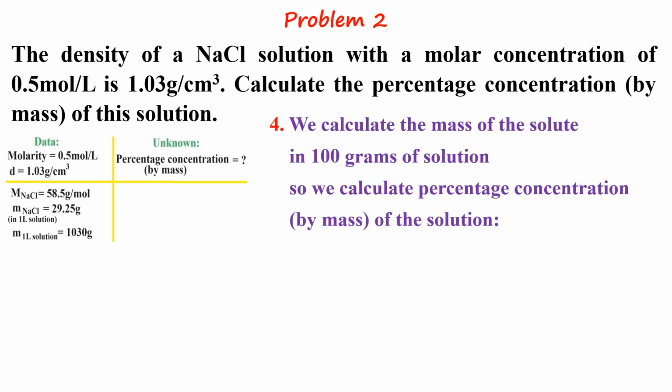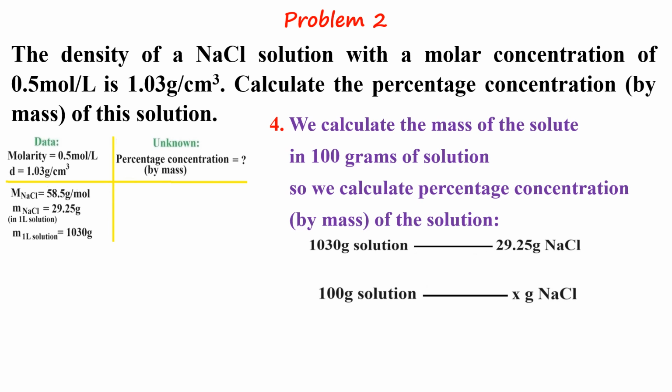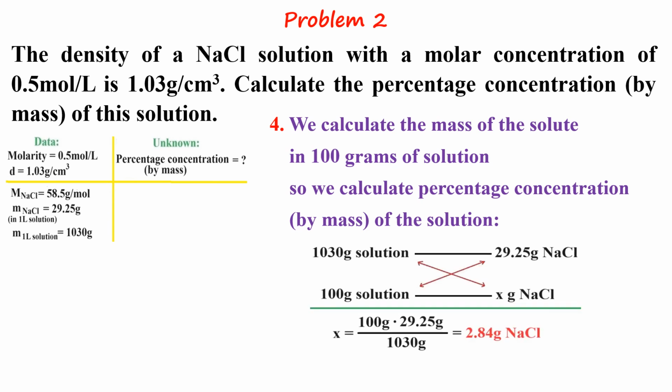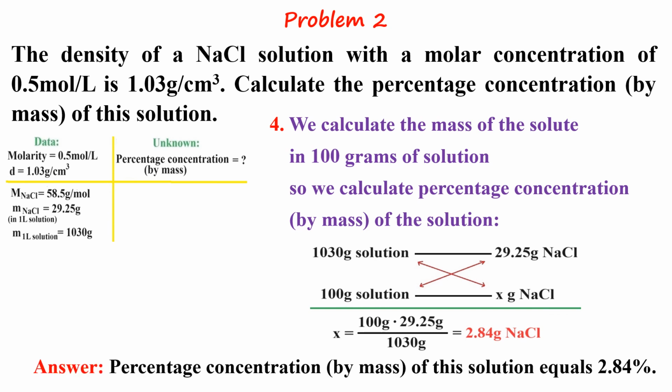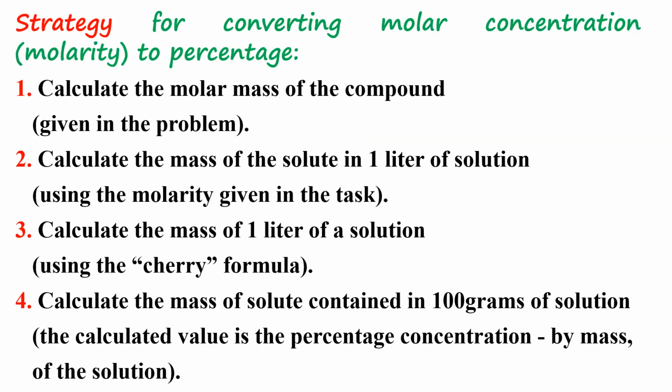4. We calculate the mass of the solute in 100 grams of solution, so we calculate the percentage concentration by mass of the solution. 1030 grams of solution contains 29.25 grams of sodium chloride. So 100 grams of solution contains x grams of sodium chloride. So x equals 2.84 grams of sodium chloride. Answer: the percentage concentration by mass of the solution equals 2.84%.